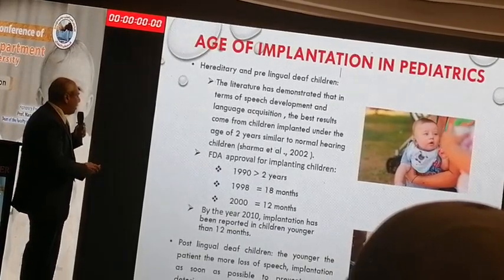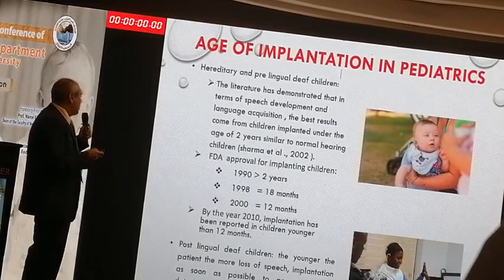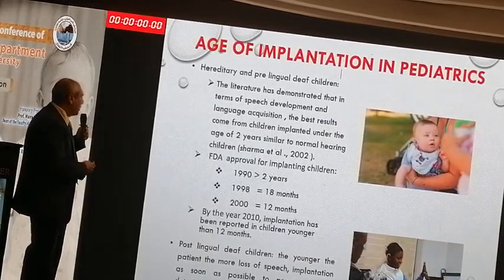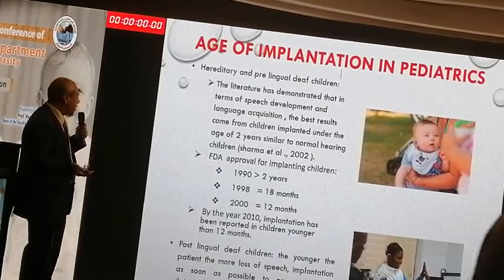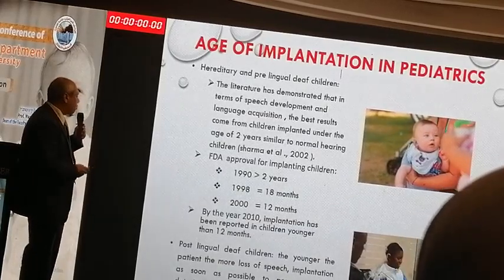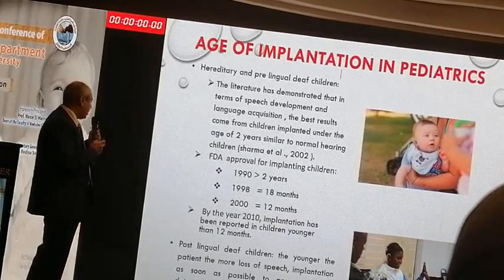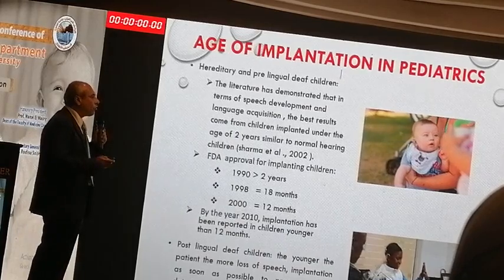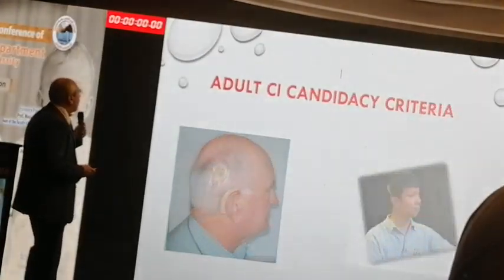In case of postlingual deaf children, when there is hearing loss after the age of 2 years, the younger the patient is exposed to hearing loss, the more there is loss of speech, as the vocabulary dictionary is not yet well developed. Implantation should be done as soon as possible to decrease the time of hearing deprivation, and hence speech deterioration, and before loss of neuroplasticity for hearing.